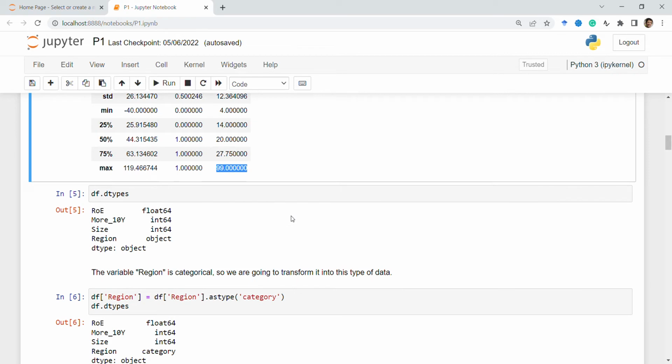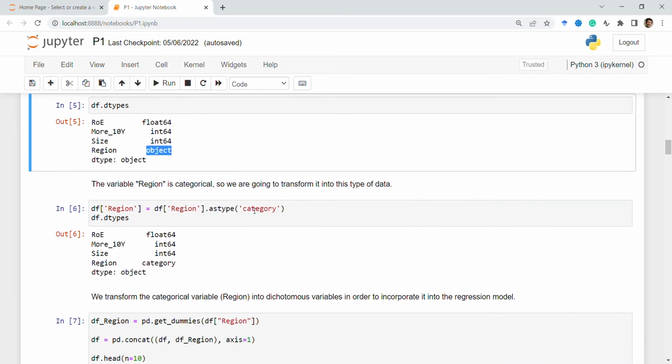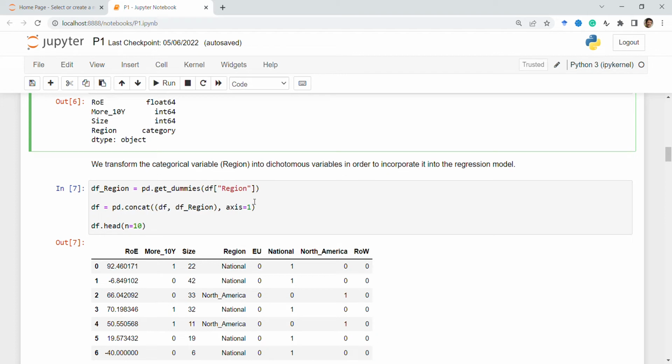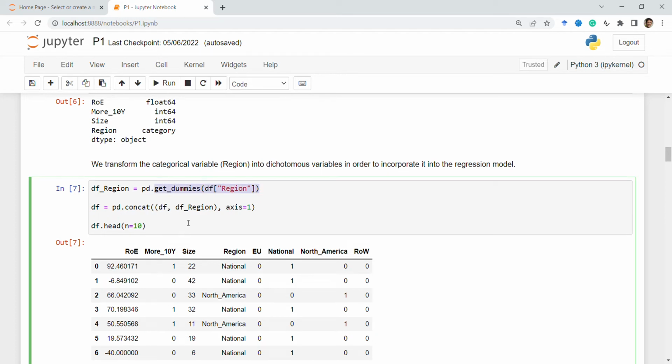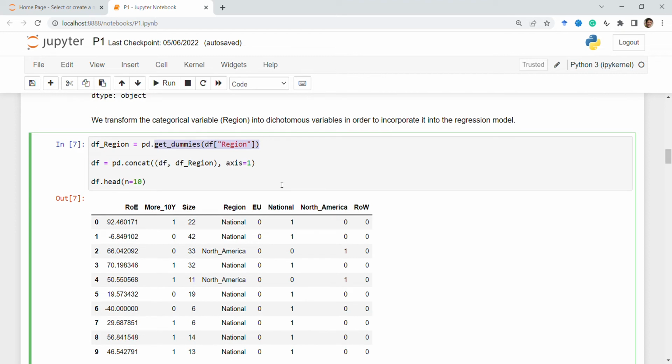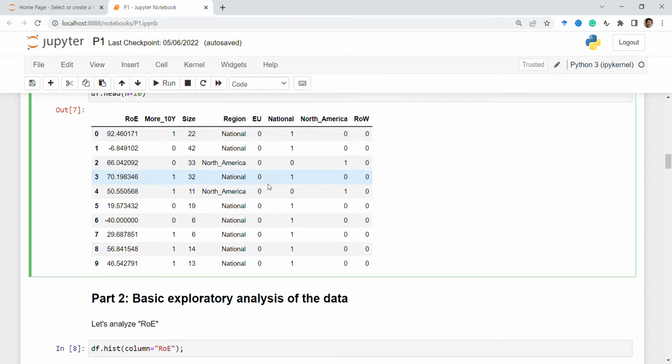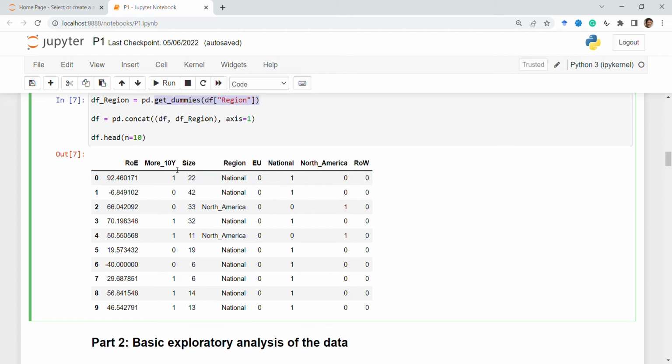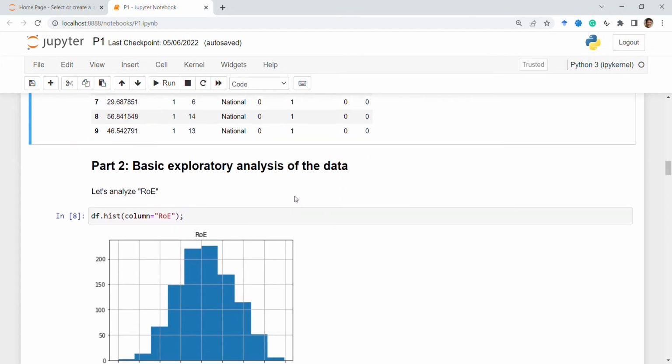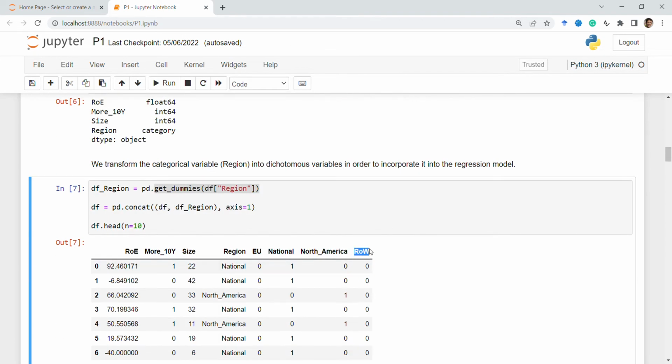And we check the data types. We see that the region has been imported as an object, so we convert it to a category, and then we expand it with this one-hot encoding, as we saw in the last session. So at the end, we have the original columns plus some additional columns that are the ones of the region. And then there is another region here.